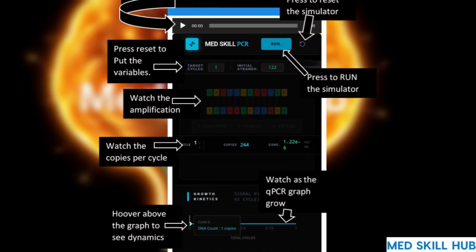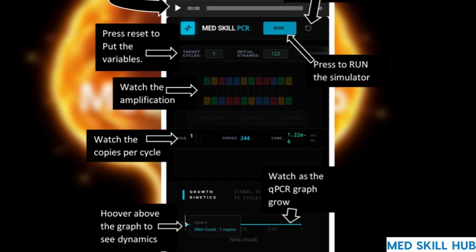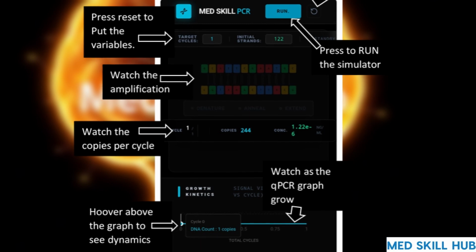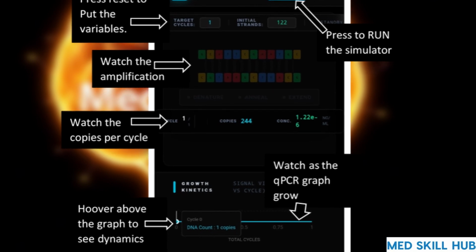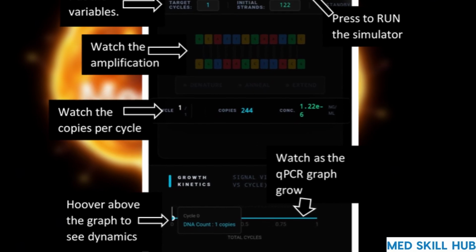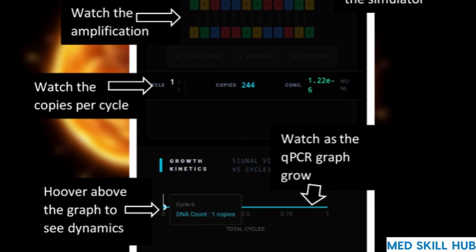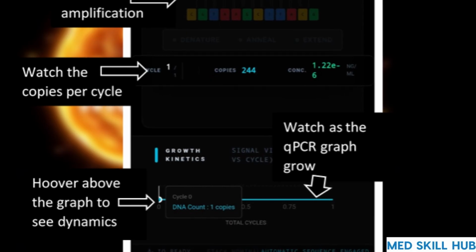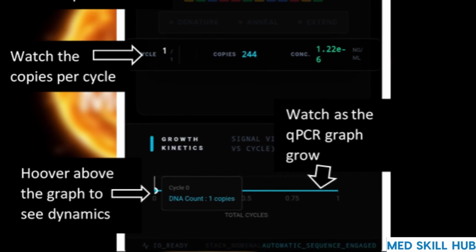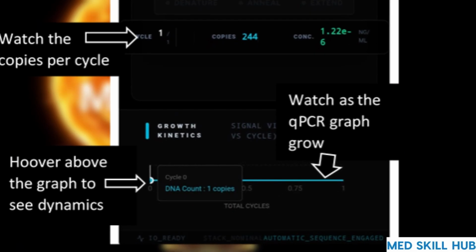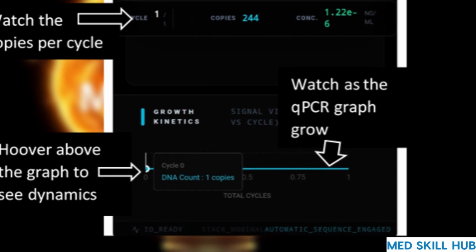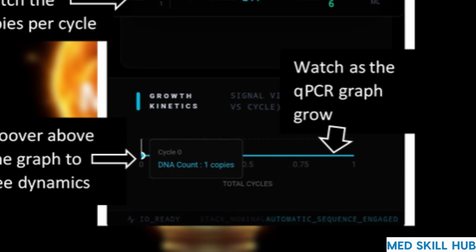You will interact with a PCR amplifier simulation. This simulator allows you to adjust variables, observe how amplification progresses, and see how DNA copies increase with each cycle. Pay special attention to the graph at the bottom of the simulator. It represents the kind of output commonly seen in qPCR or real-time PCR, where amplification is displayed as a curve.